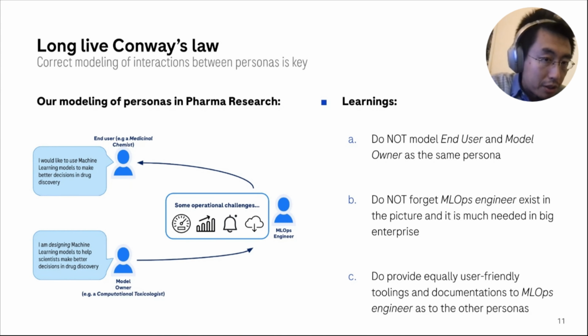This modeling of the personas and interactions have served us well up to now. And the learnings we would like to share here is that A, do not model the end user and the model owner as the same persona. The person who produces the model usually sits in a different department as the one who consumes it. So thinking that somehow they're just the same group of scientists who produce ML models to solve the challenges they themselves face is a bit unrealistic.